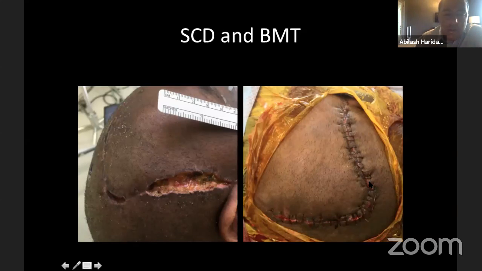The important thing is don't try to say, oh, that'll get better, let's check out in a week, because in 2 weeks this may be double the size, and now you won't be in a position to just oppose the skin edges. And in that case, you have to potentially talk to your plastic surgery colleagues. The patient may be a candidate for a flap.